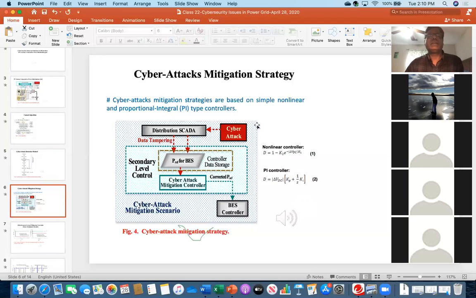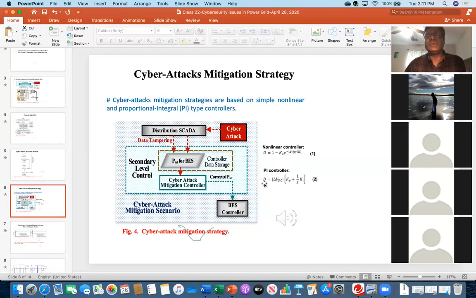As you can see, I tested a system using a simple nonlinear controller and a proportional integral, which is called PI, type of controller. I have written down two equations, equation 1 and equation 2. This is the nonlinear controller and this is the proportional integral controller. As I told you, in my control algorithm I am using the difference in voltage. So for example, in the PI controller, the cyber hacker changed the duty cycle. They hampered the duty cycle.